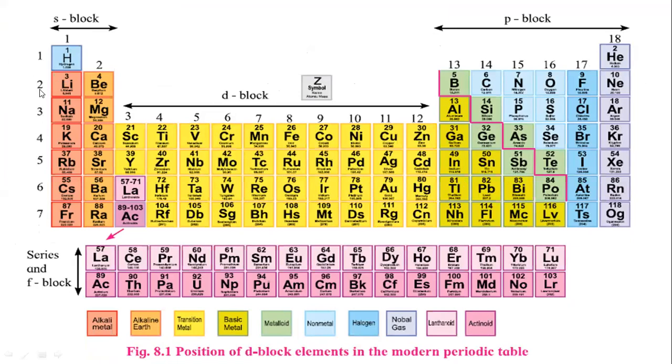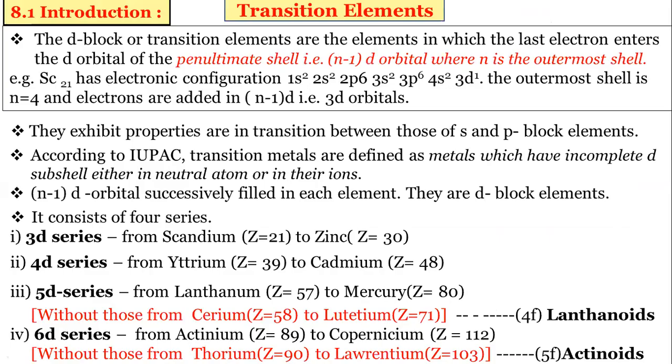Extremely left hand side, there are S block elements, and in between this S and P block, there are D block elements. We can see this is a D block, starts from group number 3 to group number 12. These are in transition. So in between S block elements and P block elements, these D block elements are kept. That's why these are also called as transition elements. Again, I am coming to this plus side.